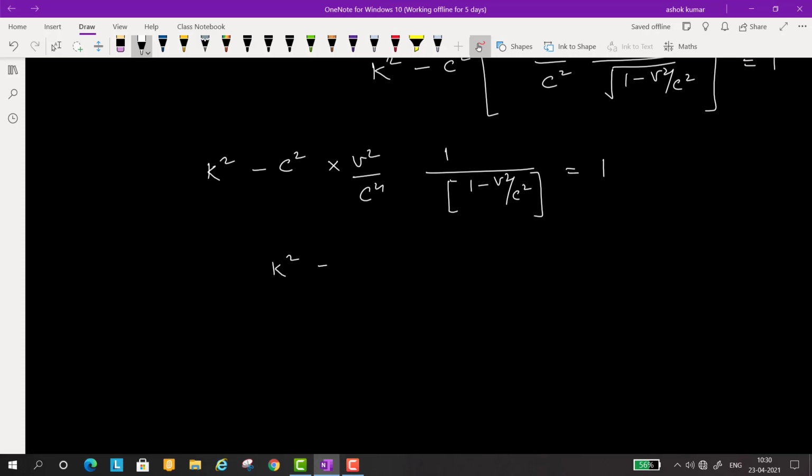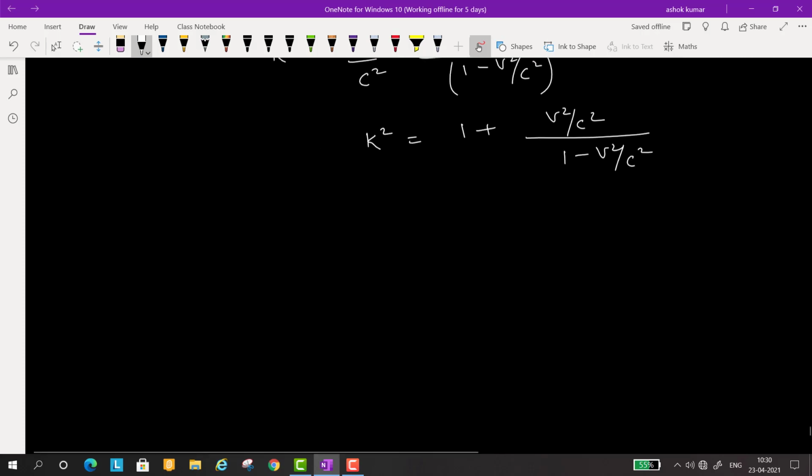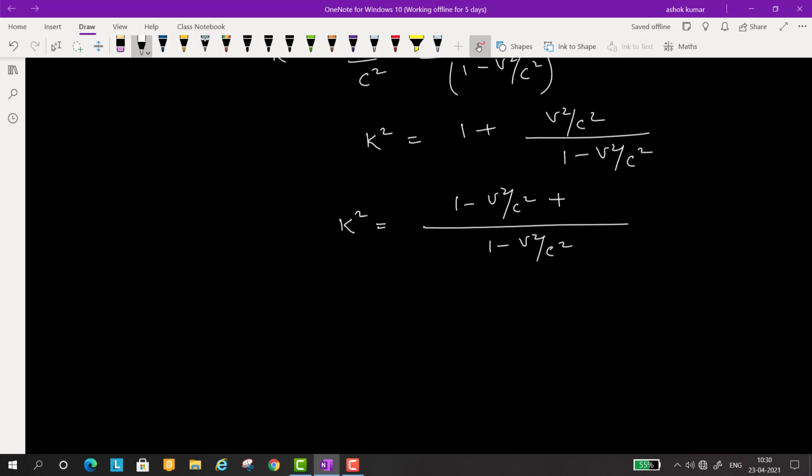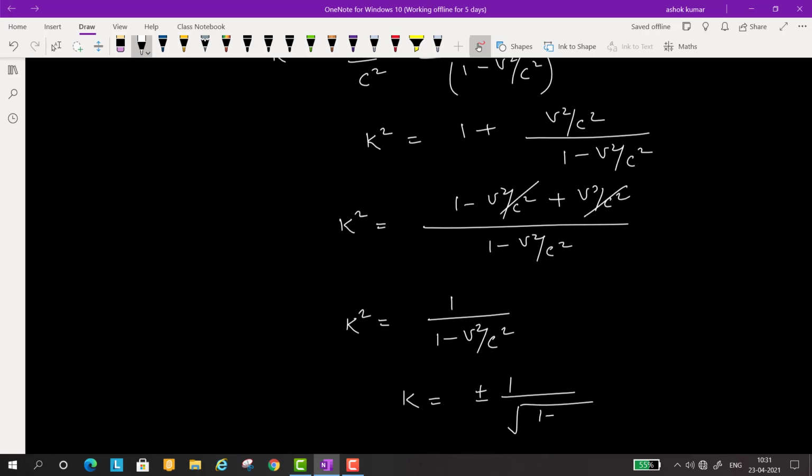So it is k square, v square by c square, one minus v square by c square is equal to 1. K square is equal to 1 plus v square by c square, 1 minus v square by c square. Now we take the LCM: 1 minus v square by c square plus v square by c square. These two terms cancel out. So k comes out to be plus minus 1 upon the square root of 1 minus v square by c square. Again we ignore the negative sign and keep the positive sign only. We mark this as equation number 15.